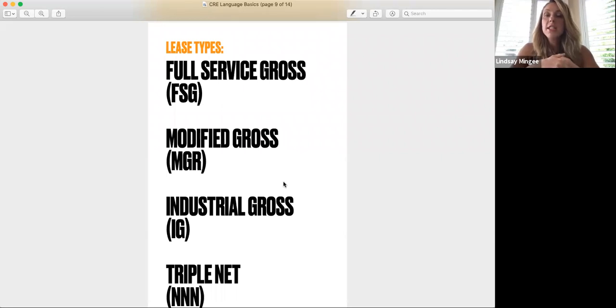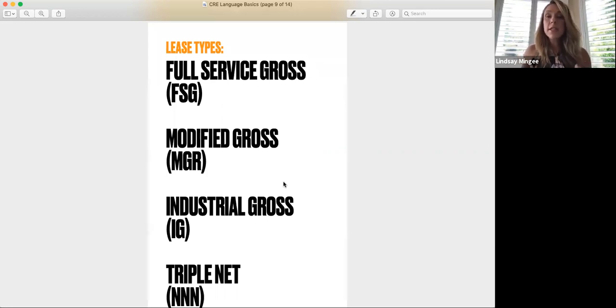And again, it's important to understand when you're comparing one property to another or one lease to another, understanding what of the big 5 you as a tenant are going to be responsible for. Or if you own the property, which of the big 5 are you going to charge to your tenants, right? That's the difference in those types of leases.